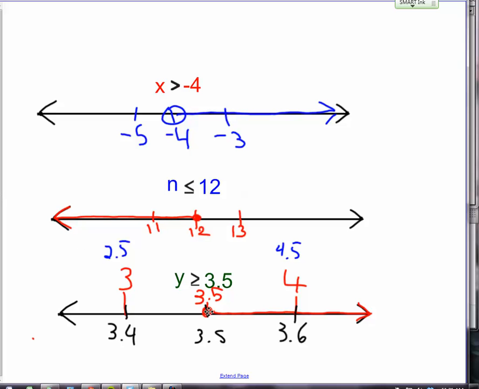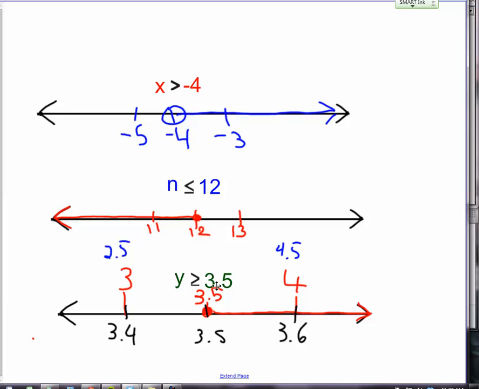Some of you counted by tenths and you put 3.5, 3.6 to the right, 3.4 to the left. Some of you counted by halves and you put 4 to the right and 3 to the left. And some of you counted by ones and had 4.5 to the right and 2.5 to the left. As long as these gaps represent the same amount, it's okay. So on this one we counted by tenths. The red ones are counting by halves, and the blue ones are counting by one whole. So we have an open circle on 3.5, and we shade to the right.